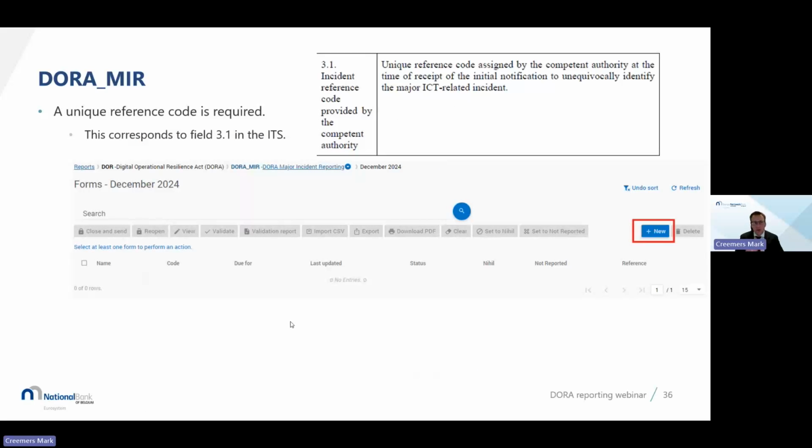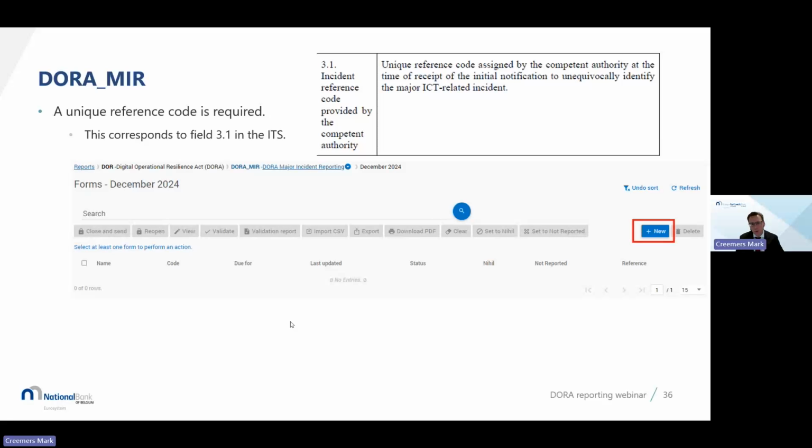When you go into the current month, we ask you to click on the new button to introduce a new line in control panel, so to initiate your incident reporting. And we will require you to provide us with an incident reference code. It will correspond to the field 3.1 in the ITS. The field 3.1 in the ITS says that the reference code is provided by the competent authority.